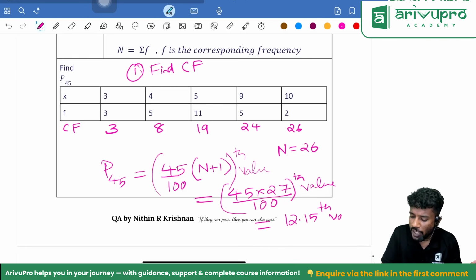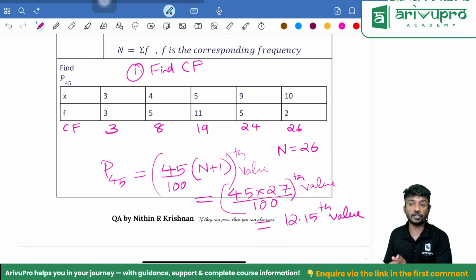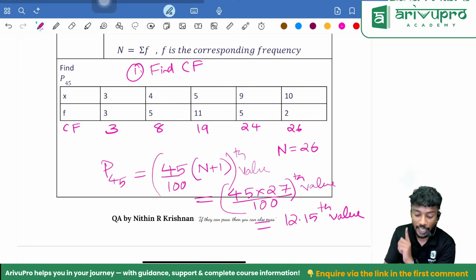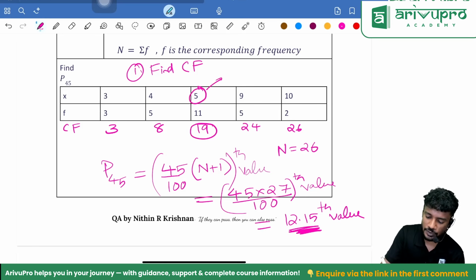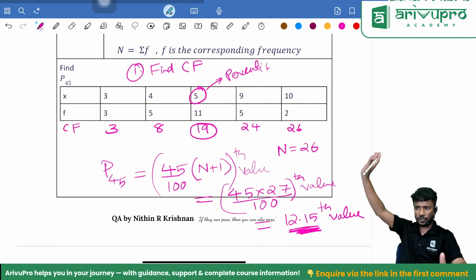It is not 12.15, it is the 12.15 value. Now tell me which is the cumulative frequency just greater than 12.15. That is 19. So the corresponding x value is our percentile. Got the idea? What did we do?